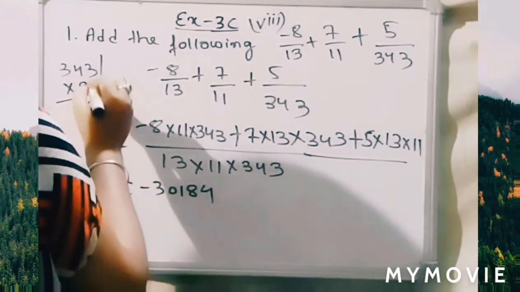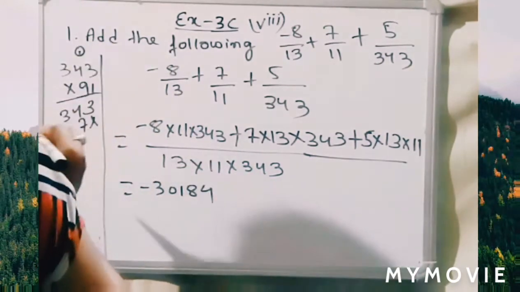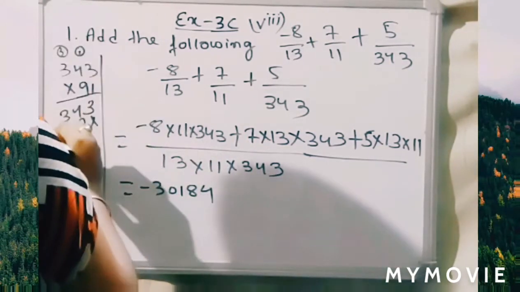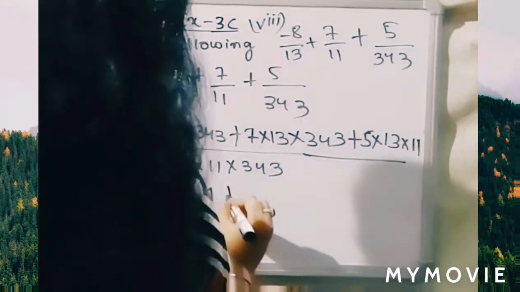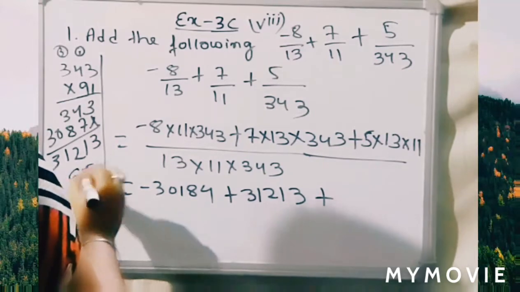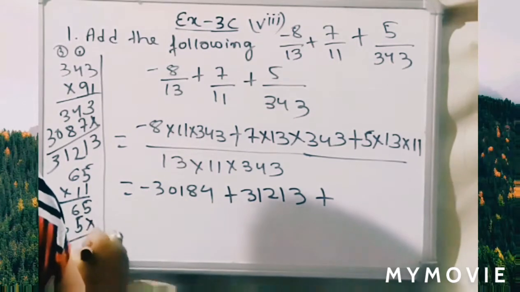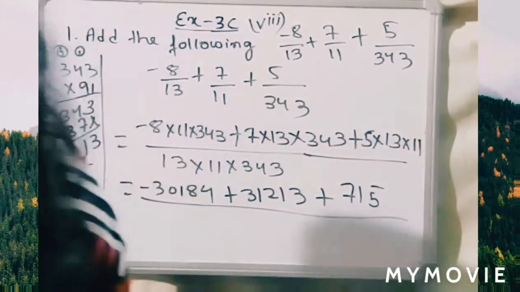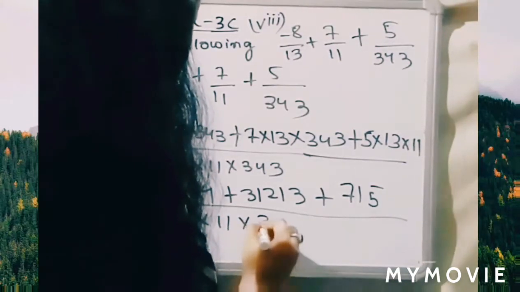9 3s are 27. Carry 2. 4 9s are 36 plus 2 is 38. Again carry 3. 9 3s are 27. 27 plus 3 is 30. Then 3 1 2 1 3, plus 13 5s are 65. 65 into 11, here will be 65, again 65, 11 7 1 5, and here will be the LCM of 13 into 11 into 343.